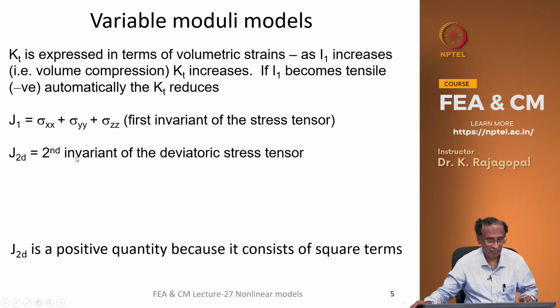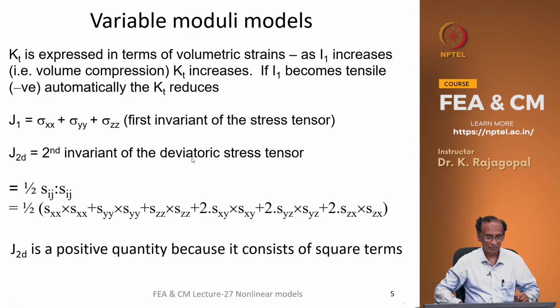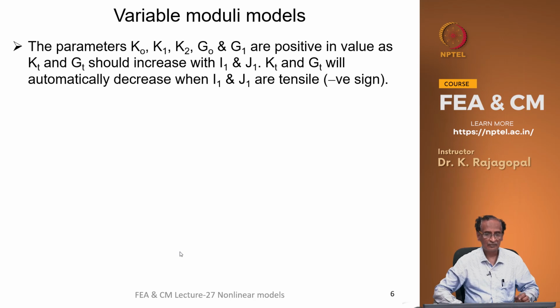Then J2d is the second invariant of the deviator stress tensor, and if you recall, that is written as 1/2 of Sij multiplied by Sij, a term by term product. J2d is a positive quantity because it consists of all the square terms, and the parameters k naught, k1, k2, g naught and g1 are positive in value, so kt and gt should increase with I1 and J1.